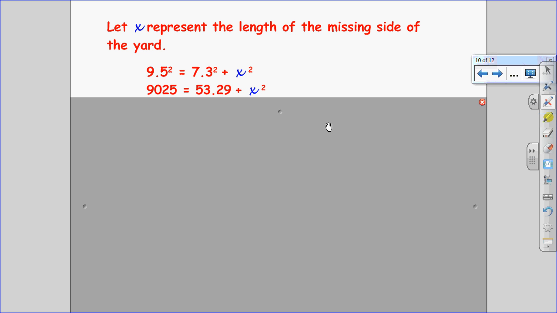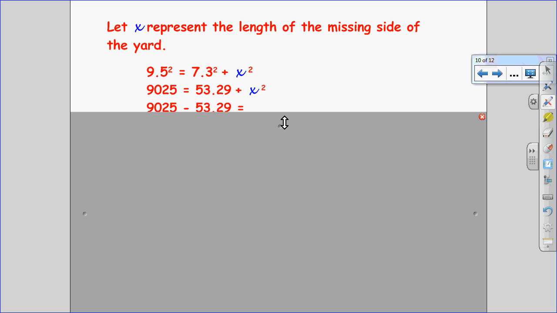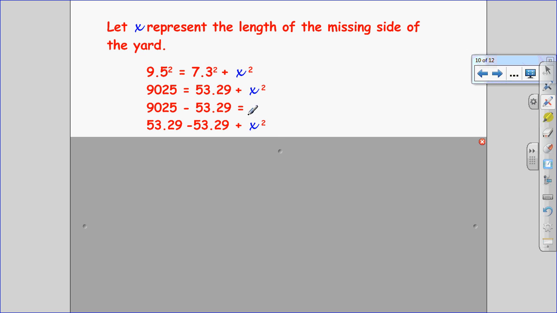My handy dandy calculator, I evaluate this. I need to solve and get x by itself. In order to do this, I need to move the 53.29 to the other side. So in order to get rid of plus 53.29 on the right and isolate for x, I subtract it from both sides to keep my equation balanced.